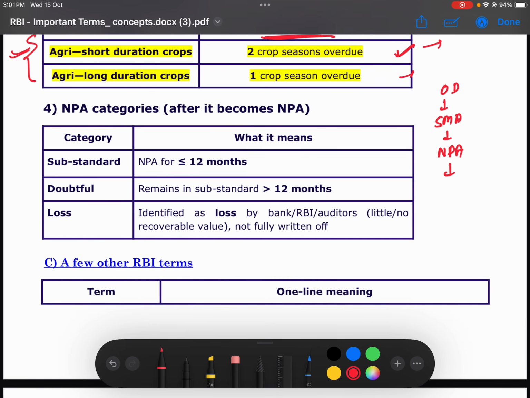If an NPA is for 12 months or less, it will be considered as substandard. If it remains substandard for more than 12 months, it will be considered as doubtful. And a loss asset is when the bank or RBI auditors say that there is no recoverable value or identify it as a loss, then it will be considered as a loss asset. It needs to be fully written off.